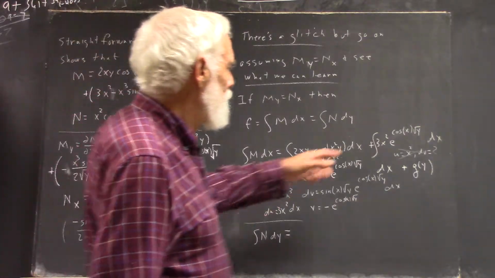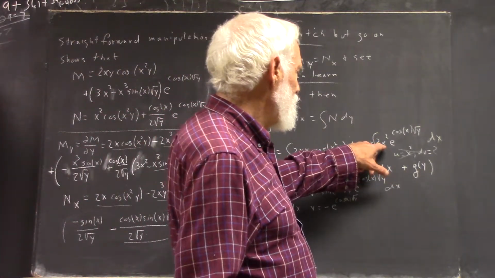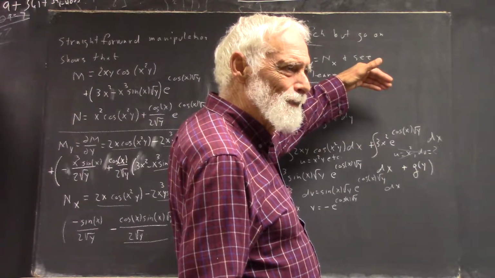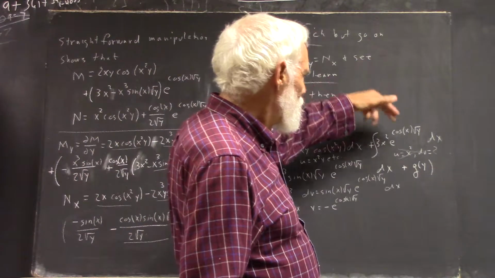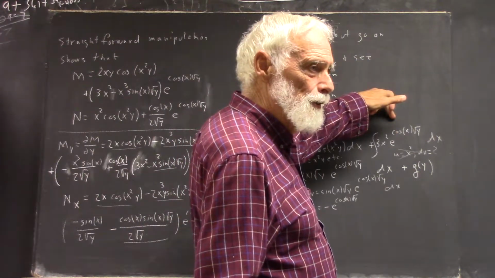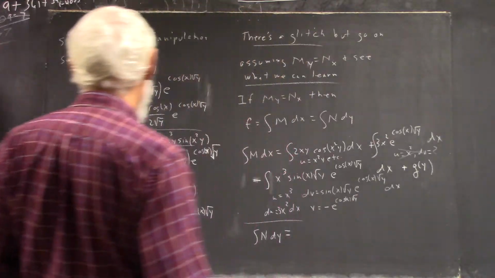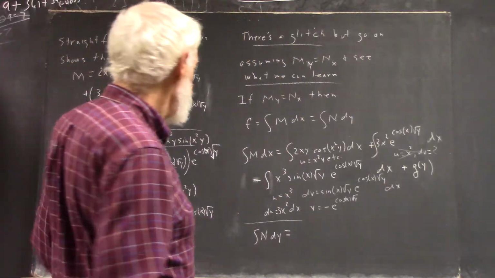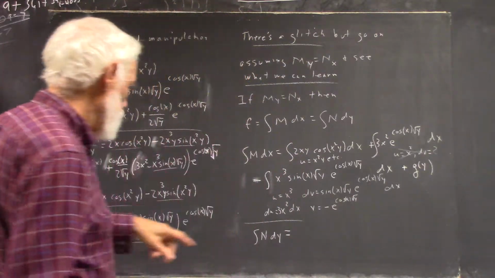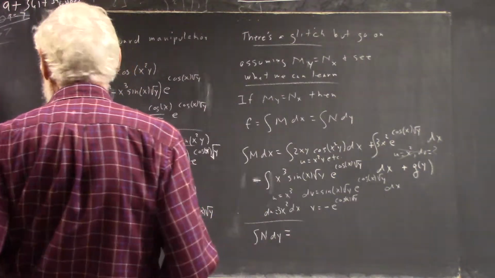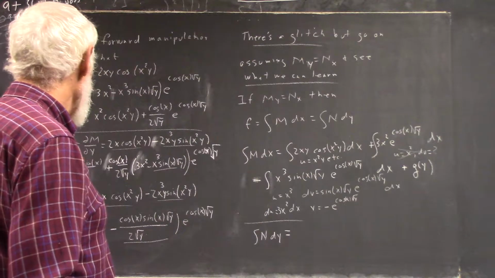Now x squared does, so maybe I have to let dv equal x squared, but then that increases my exponent. And of course I can always take the derivative of e to the cosine of x, and that disturbs me a little. Okay, so maybe I have to think about that a little more. Okay, so anyhow, integral of n with respect to y gives you almost equally nasty integrals.